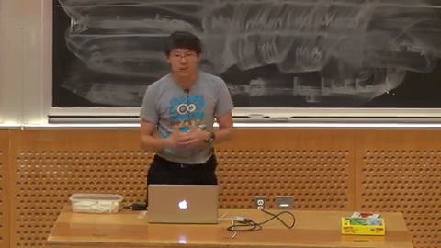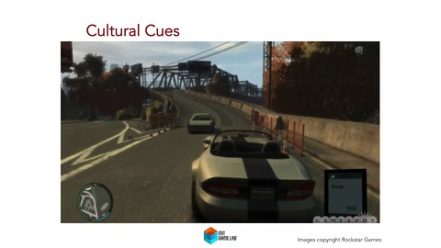There are cultural cues that come from outside of games. Like this is a shot from Grand Theft Auto. And even though you may never have driven a car that looks exactly like that, you can make certain assumptions about this kind of car. What kind of car is that? It's kind of blurry, but maybe you can make it out.